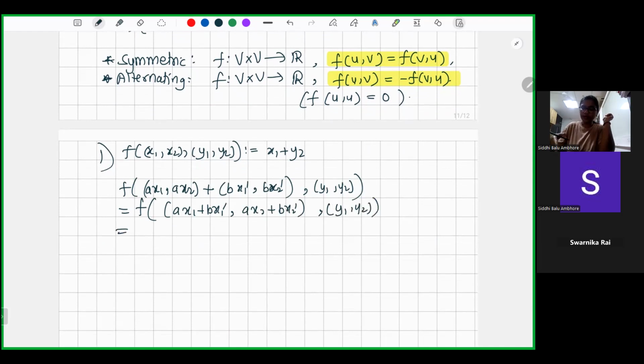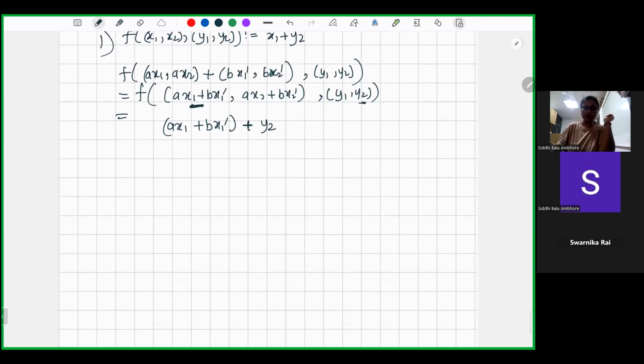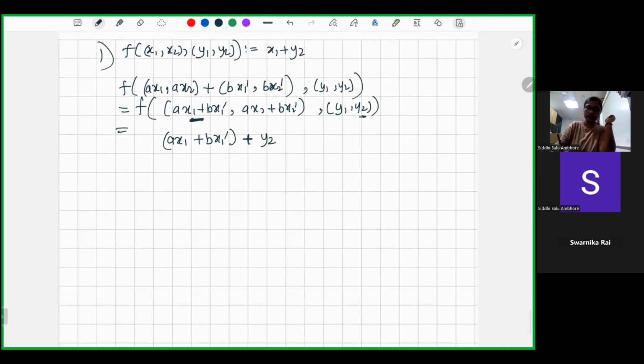Now I will apply f on it. So the first entry and the second entry. So this will be a x1 plus b x1 dash plus y2, right? x1 and y2. So this is my x1 here. Now this new x1 and new x2, and this is my y1, y2. So my map is x1, y2. So this as it is.